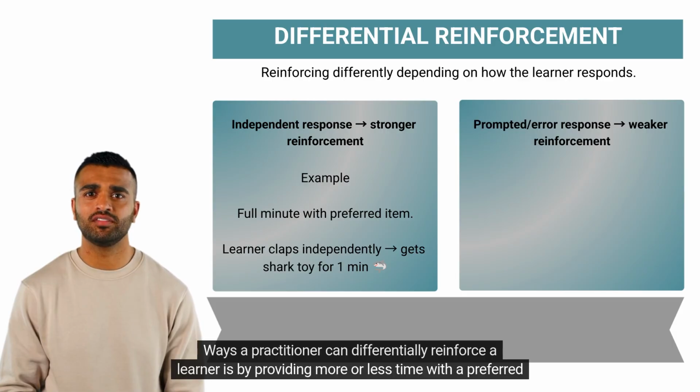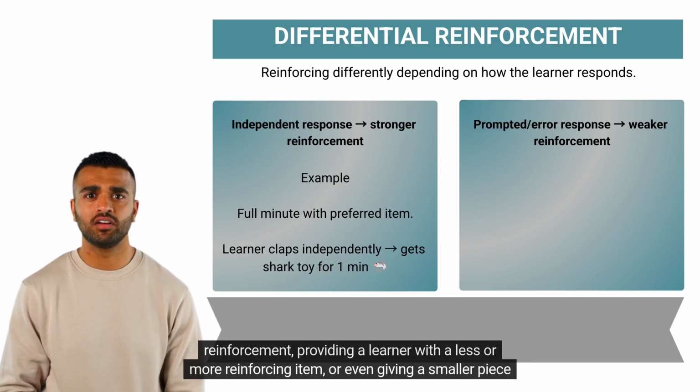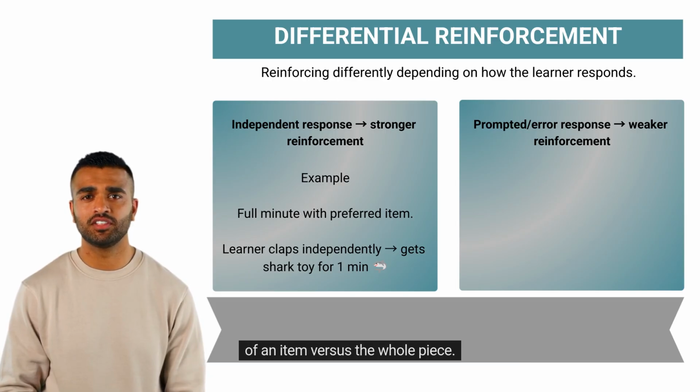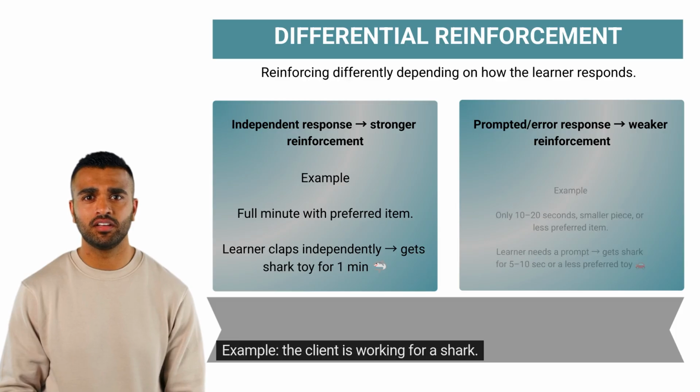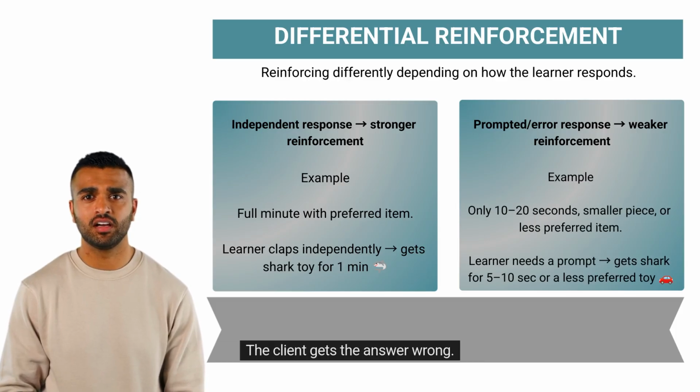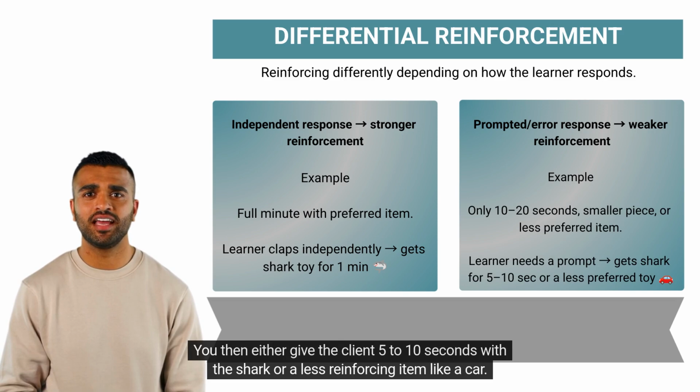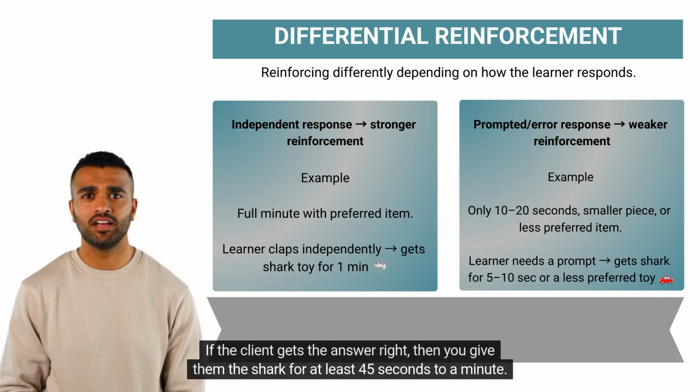Ways a practitioner can differentially reinforce a learner are by providing more or less time with a preferred reinforcement, providing the learner with a less or more reinforcing item, or even giving a smaller piece of an item versus the whole piece. Example: the client is working for a shark. The client gets the answer wrong. You then either give the client 5 to 10 seconds with the shark or a less reinforcing item like a car. If the client gets the answer right, then you give them the shark for at least 45 seconds to a minute.